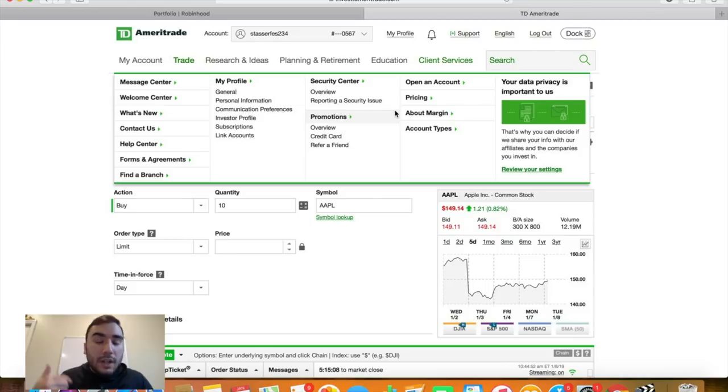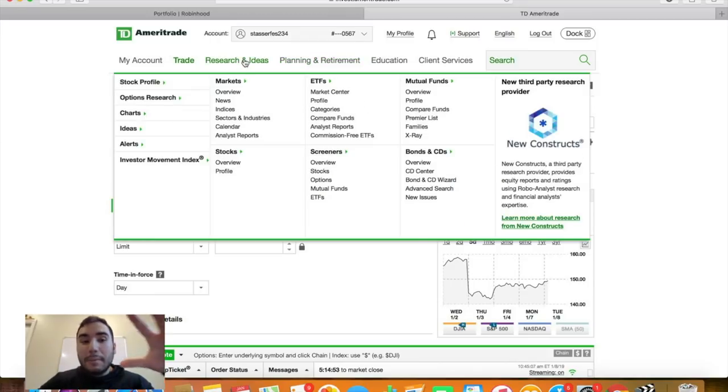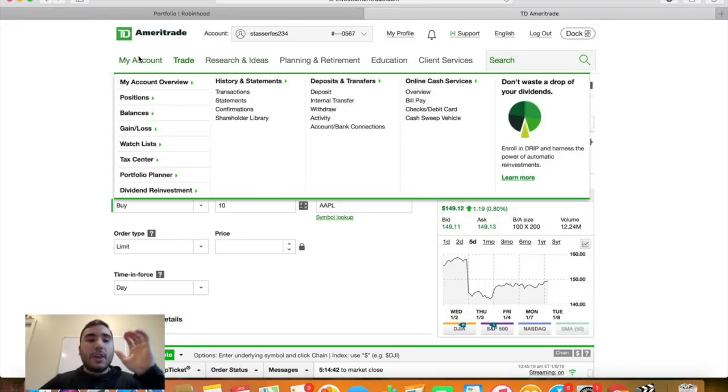So overall, guys, I think TD Ameritrade is better for a more astute investor, right? Someone that's been around quite a bit, right? People that are interested in using different services, maybe client services, these education services, planning retirement. These are things that Robinhood does not offer. This has a more in-depth research tab, in my personal opinion, right? If you want to look at some deeper news on ETFs, the different markets, mutual funds, there's just a bunch more being offered on TD Ameritrade.